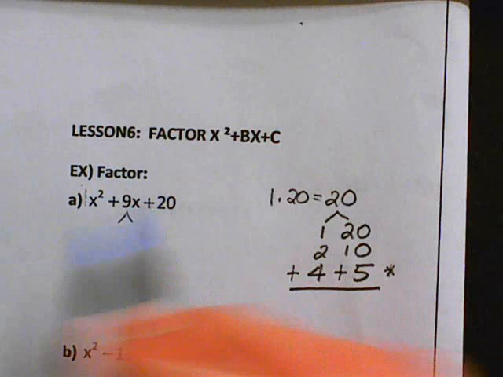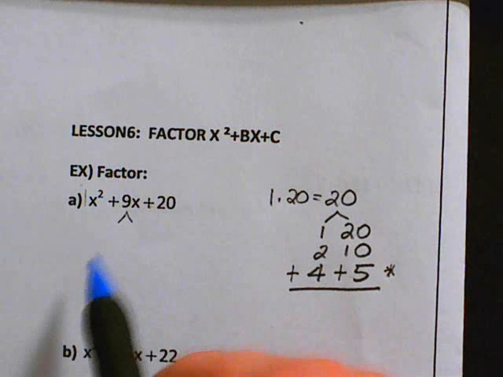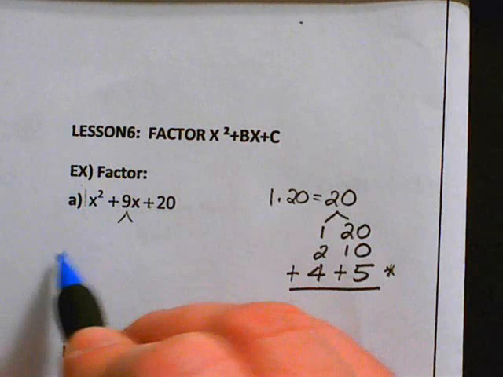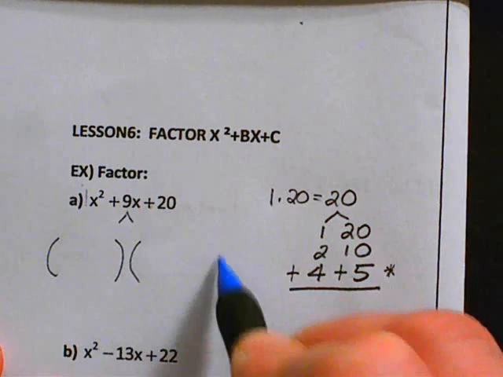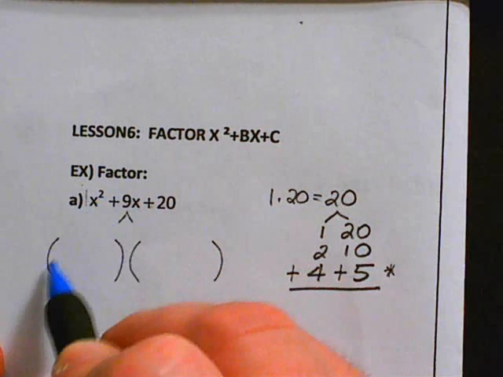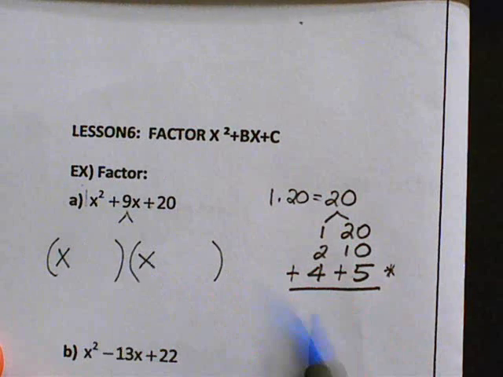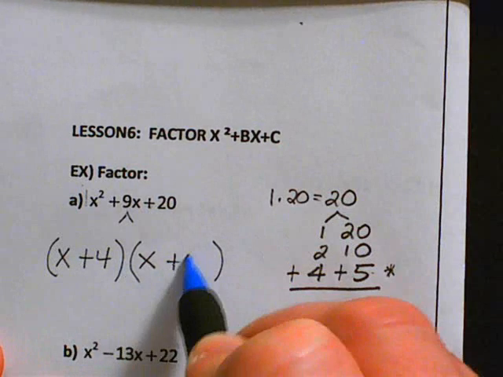Now here is where the difference comes from the previous problems. Because I have a 1 here, I can skip some steps and just put 2 parentheses. And this is x squared, so the square root of x squared is x. And basically, I just put these two numbers, positive 4, positive 5.